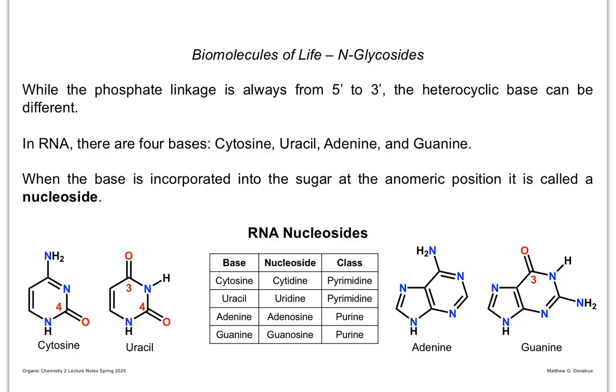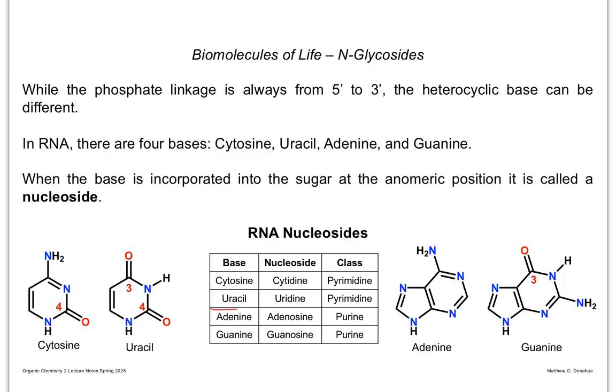So the base, it's a nitrogen base. Again, it's bonded to the anomeric center. So right now, you'll see the difference between RNA and DNA is a modification of one of these bases. But essentially, they're the same 4 things. So we have cytosine, uracil, adenine, and guanine.